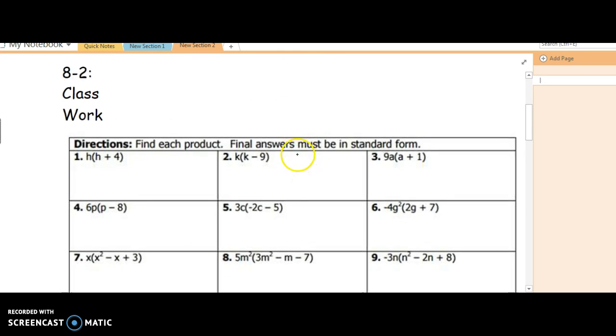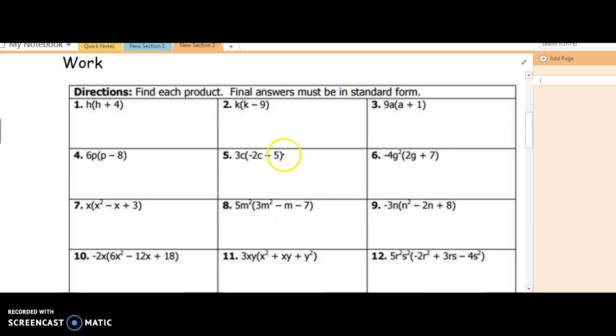So let's go through a couple of these examples together, just so if you're at home working on these problems, you know a little bit how to do it. So directions, find each product. Final answer must be in standard form. So remember, standard form is in alphabetical order with the highest exponents first. So let's look at 1. We have h times h plus 4.